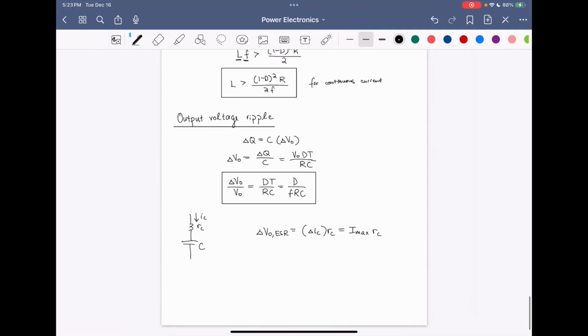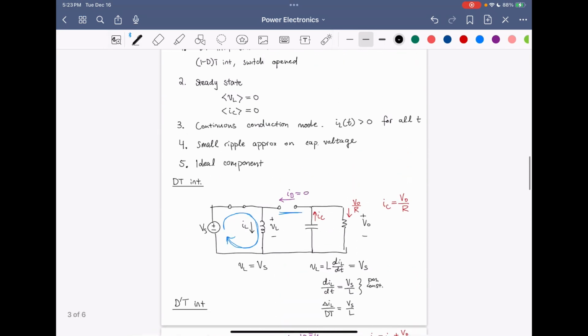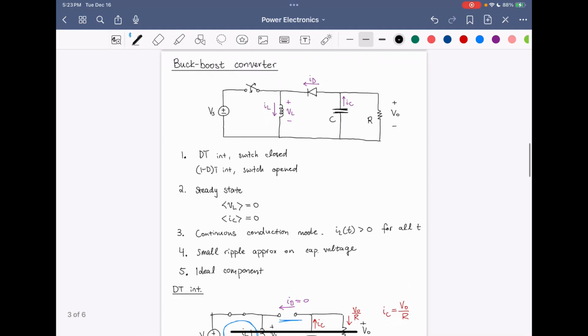So overall, this was the analysis of this buck boost converter in the continuous current mode. And it's a converter that reverses the polarity of the output voltage, but it provides the ability to produce an output voltage magnitude that can be either greater than or less than the input voltage Vs. So in essence, it has both the ability to buck down an input voltage as well as to boost up the input voltage.